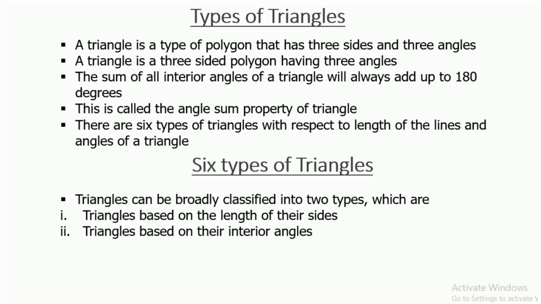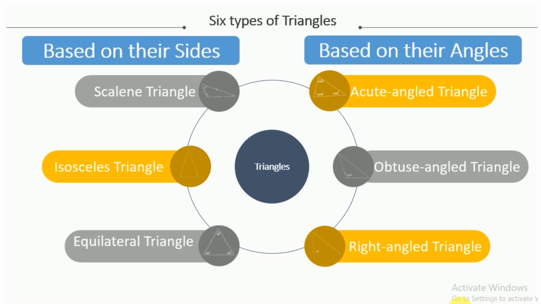There are 6 types of triangles with respect to length of the lines and the angles of a triangle. Let us now look at 6 types of triangles. Triangles can be broadly classified into 2 types: the first one, triangles based on the length of their sides; the second one, triangles based on their interior angles. So let us look at 6 types of triangles. Based on their sides, we have scalene triangle, isosceles triangle, equilateral triangle. Then based on their angles, we have acute angled triangle, obtuse angled triangle, right angled triangle.